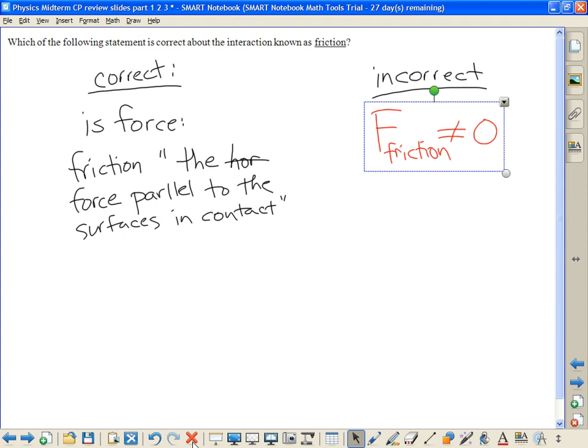How about something very similar? Is the force of friction zero if the object is not moving?